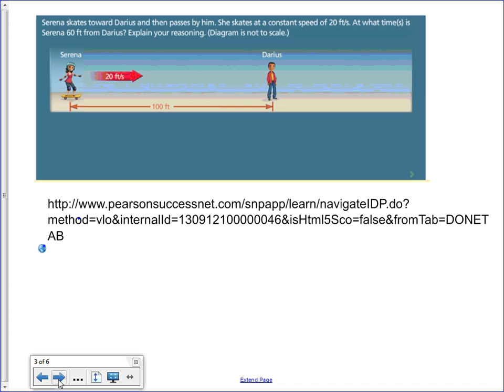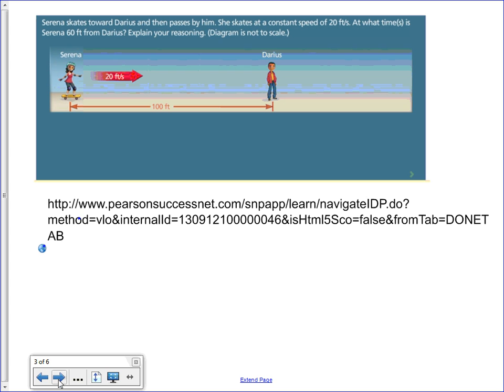So where can we look at absolute values as tying into real life? If we took a look at this problem that says Serena skates towards Darius and then passes by him. She skates at a constant rate of 20 feet per second. At what times is Serena 60 feet away from Darius? Explain your reasoning. So think about that for a little bit, and then we'll take a look at it together.